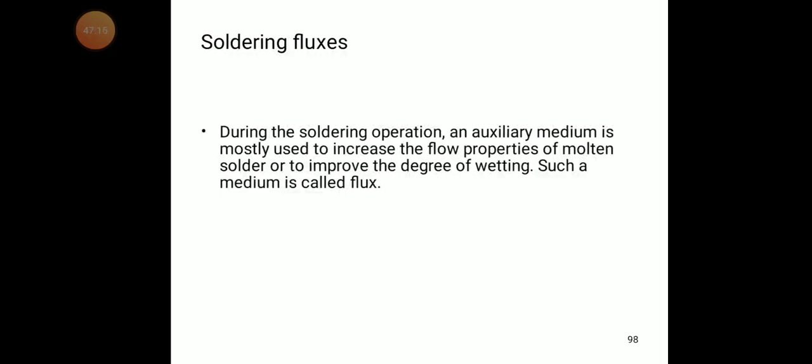Soldering flux. During the soldering operation, an auxiliary medium is mostly used to increase the flow properties of molten solder or to improve the degree of wetting. Such a medium is called the flux. What we are doing is, the solder is melting, and that melting property is increased. For that we use some medium. That medium is called a flux.